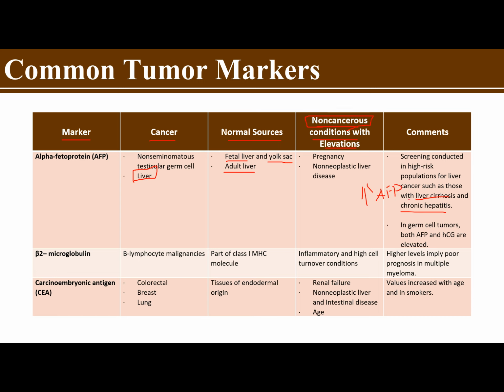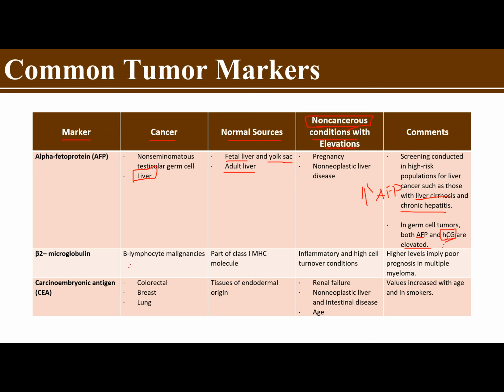Now, in germ cell tumor, both AFP and your human chorionic gonadotropin are elevated. So take note of this, class. For this to become specific for germ cell tumor, HCG or your human chorionic gonadotropin should also be elevated. Hindi pwedeng AFP lang yung mataas. Kailangan HCG din.